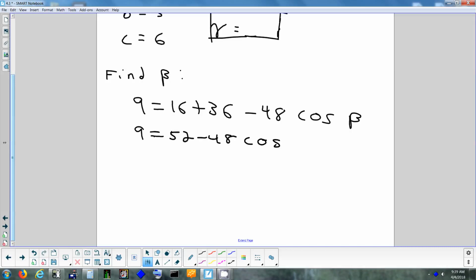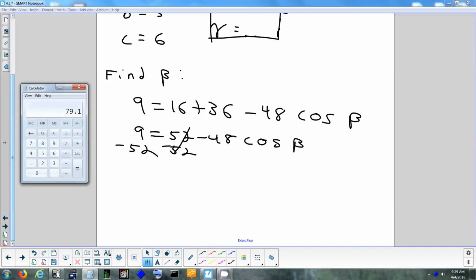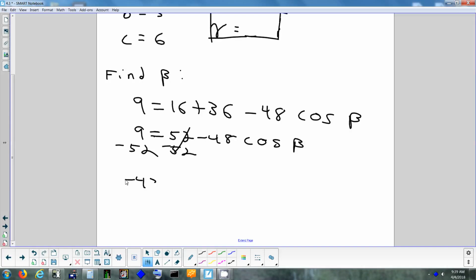Minus 48 cosine beta. Okay, my next step, and here's where you got to be a little careful. Lauren, what's my next step? Subtract 52. Yeah, subtract 52. Don't do 52 minus 48. You can't do that. Those aren't like terms. So minus 52. We get 9 minus 52 is negative 43.